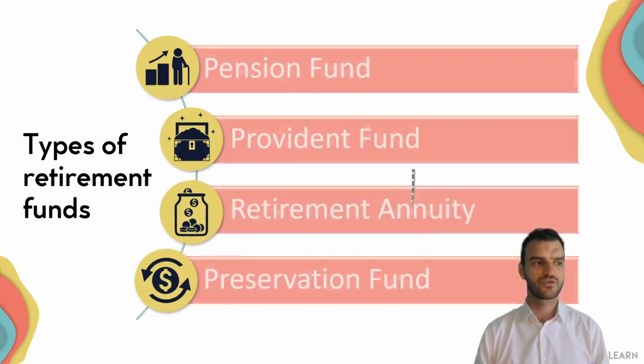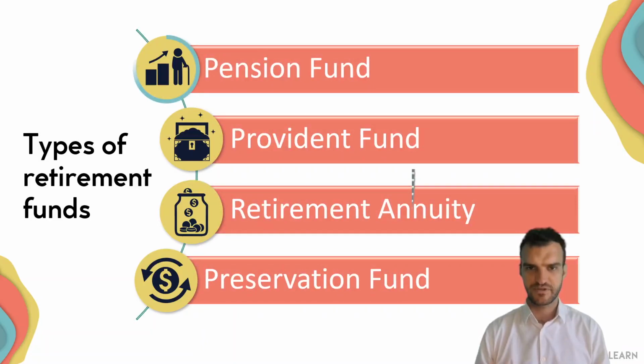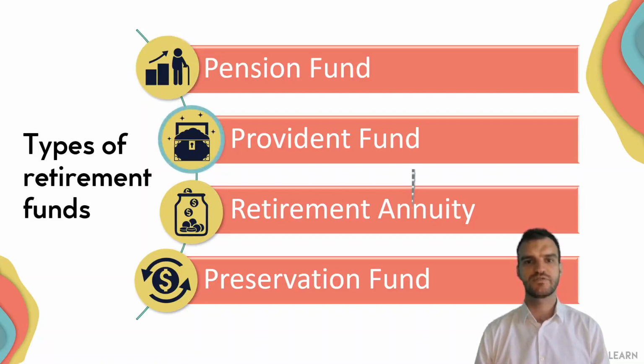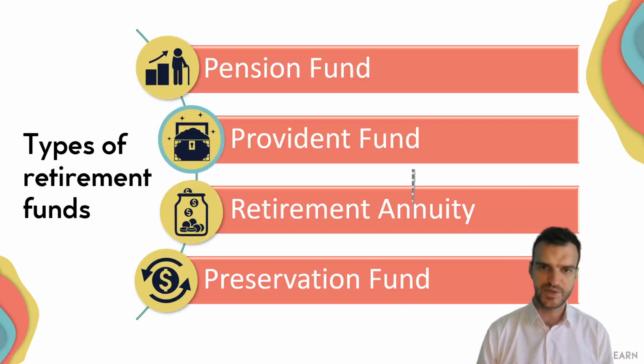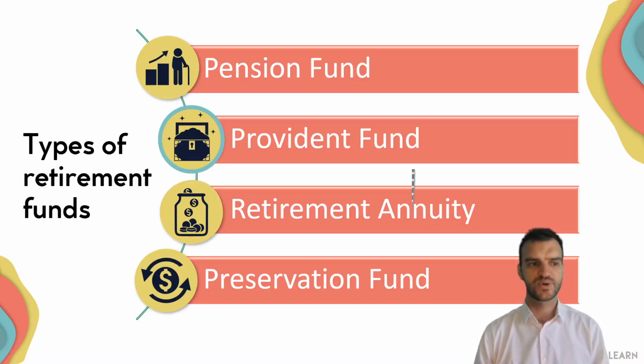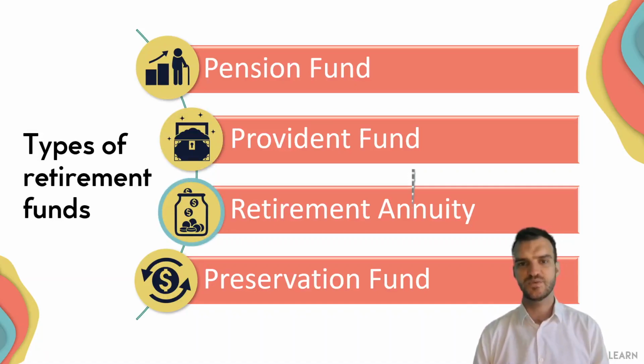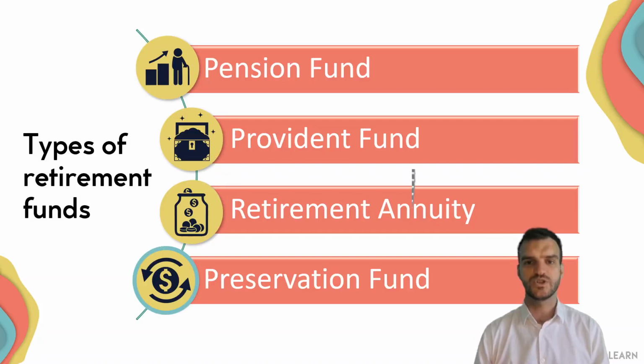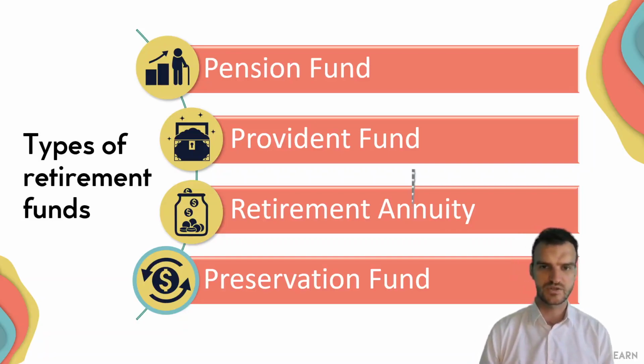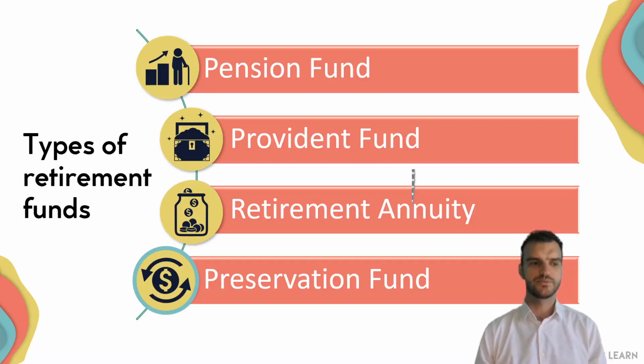So now we have gone through the types of retirement funds. The pension fund, to summarize, is linked to your employment, but it's a larger fund managed by a fund manager. There's a provident fund, which is similar to a pension fund, but it's set up by companies or groups of companies for their employees. Then there's a retirement annuity, which provides you with more flexibility. You yourself can set it up and it's not linked to your employment. And then lastly, there's a preservation fund, which is where you can transfer your provident or pension fund without tax implications if you were to lose your job.